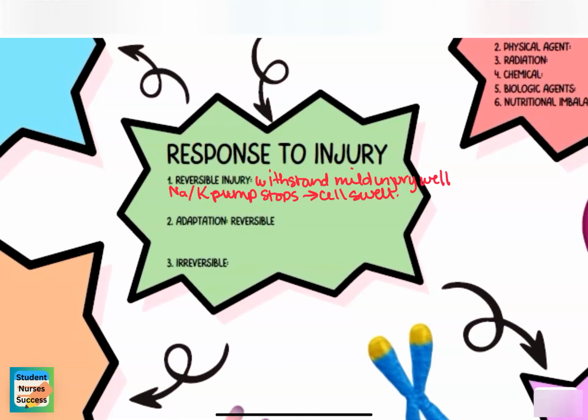And when that sodium potassium pump shuts down, there's actually accumulation of substances in the cell. However, all of this is short term. And if the injury is mild, it all becomes reversible and the cell starts back up again. And no damage has been done.